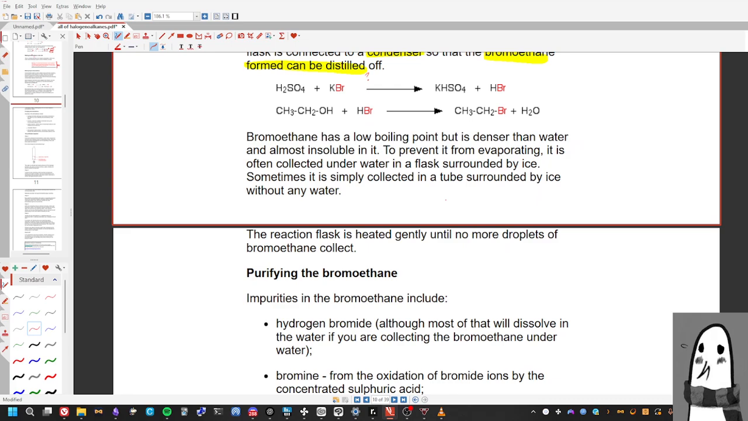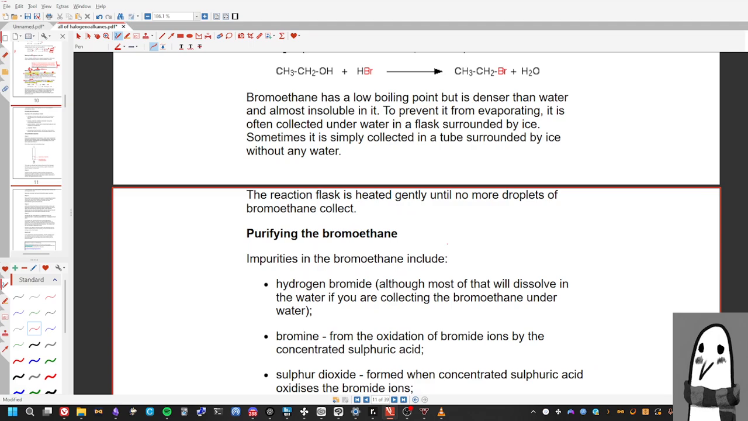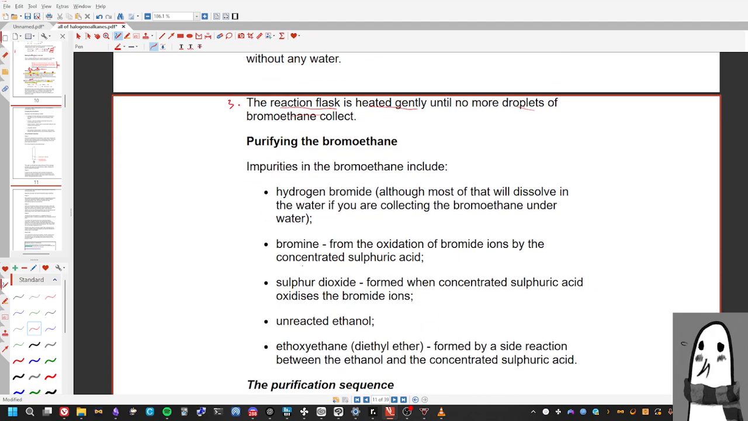The reaction is heated gently until no more droplets of bromoethane are collected. So this is the last step: you just continue heating the reaction flask until no more droplets of bromoethane collect.